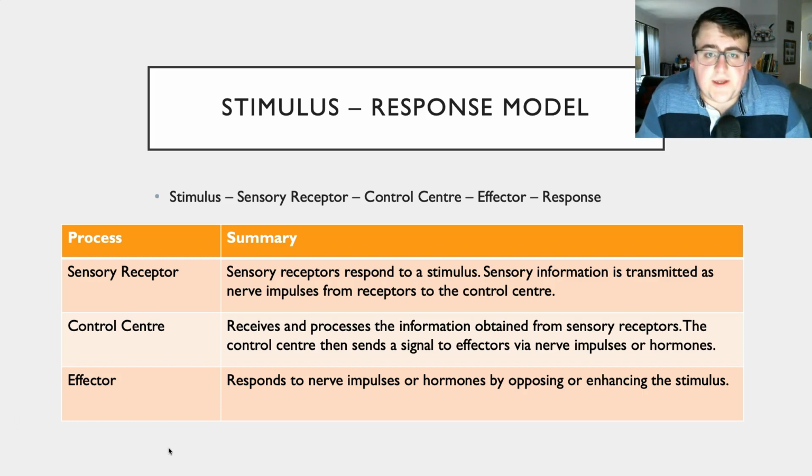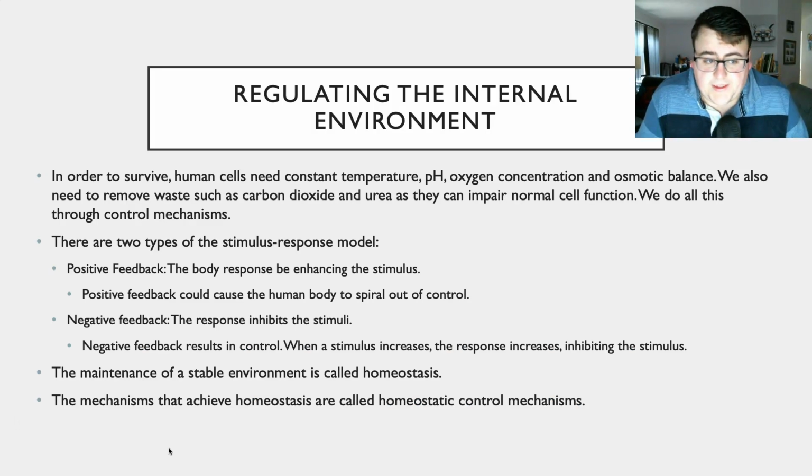A sensory receptor is the organ in your body that responds to a stimulus, and it ensures that sensory information is being transmitted via nerve impulses to the control center of the nervous system. The control center is responsible for receiving and processing that information, and then sending a signal to the effectors via either nerve impulses or hormones. And the effector, lastly, will respond to nerve impulses or hormones by opposing or enhancing the stimulus depending on positive or negative feedback, which is what we're going to talk about next.